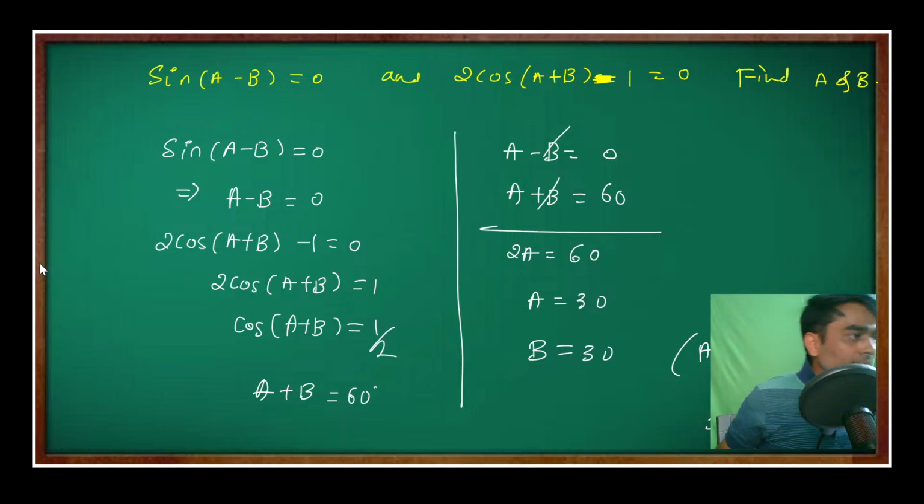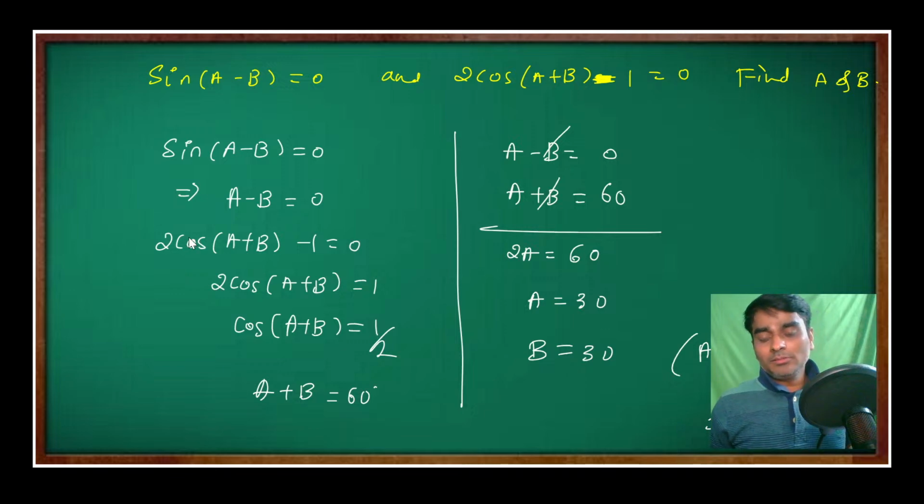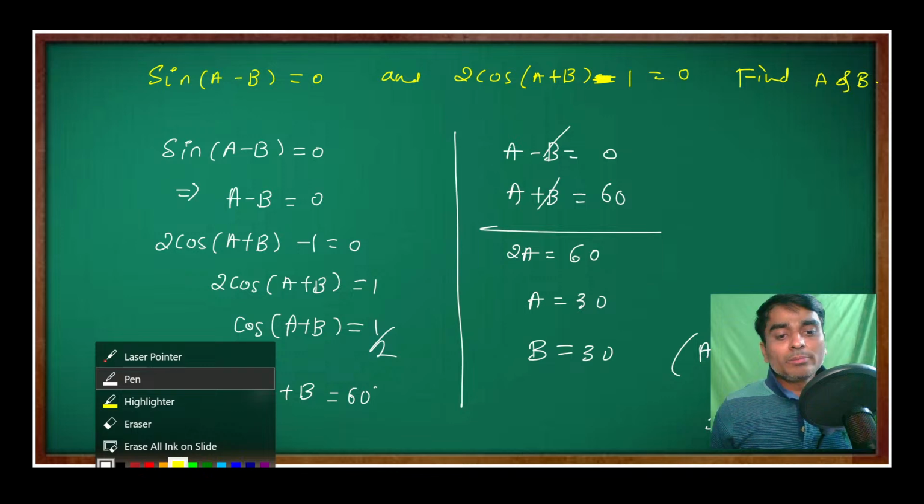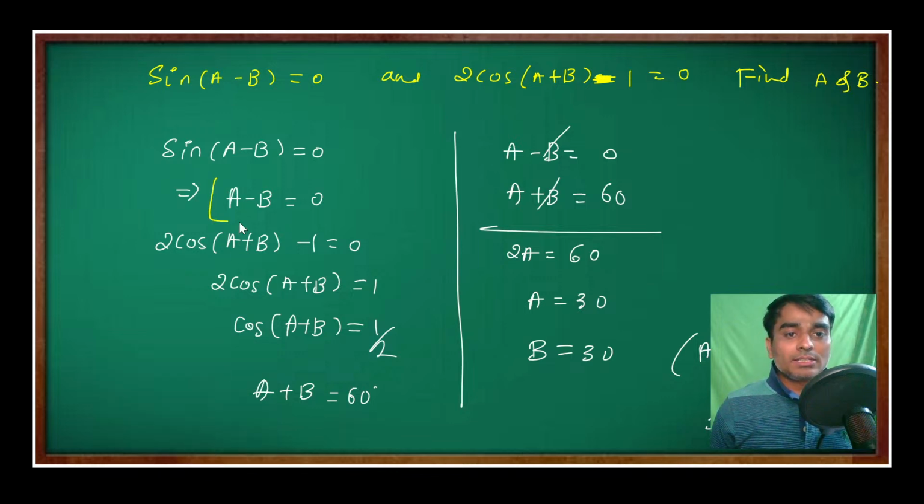Very simple. a is 30, b is 30. If any step is not understood, please ask me, okay? Don't just shake your head and go. How did I get a minus b equal to 0? Sine shifted here, so this will become 0 by sine. I have told you 0 by anything is 0.